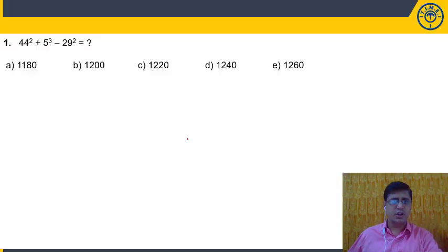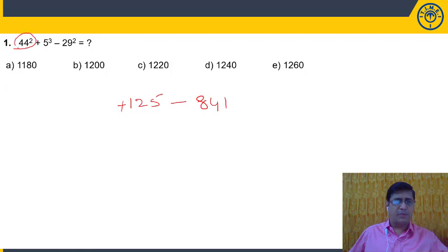Now look at the first question on your screen. 44 square plus 5 cube minus 29 square is equal to question mark. Yes, my dear students, please try to answer this question. Of course, 5 cube is equal to 125. And what about the 29 square? Yes, you are right. That's 841. And what about the 44 square?